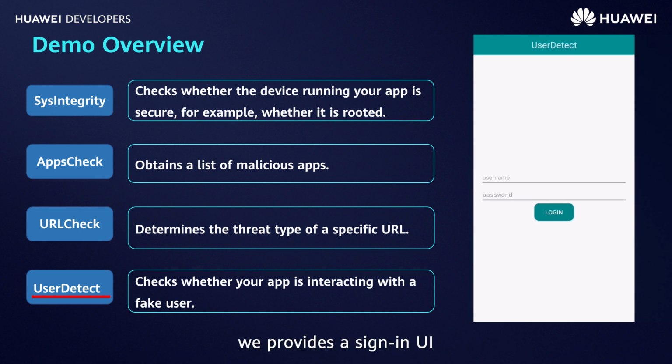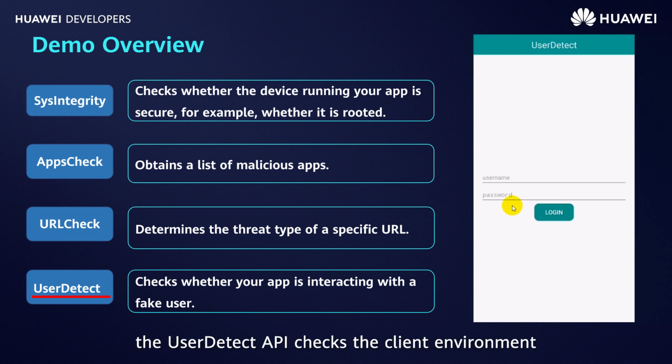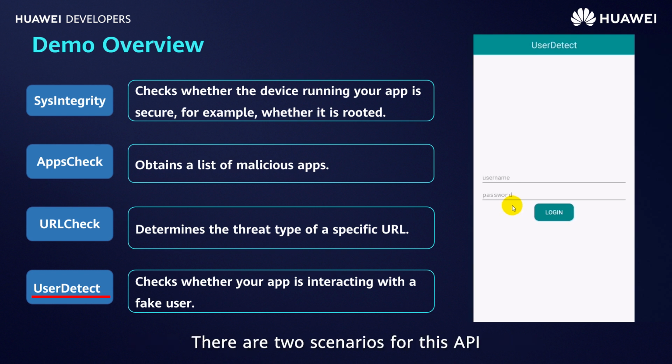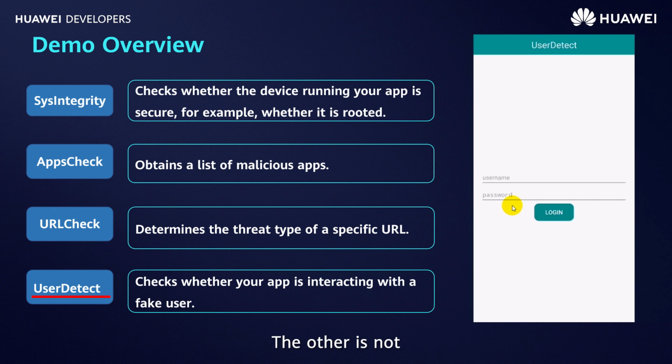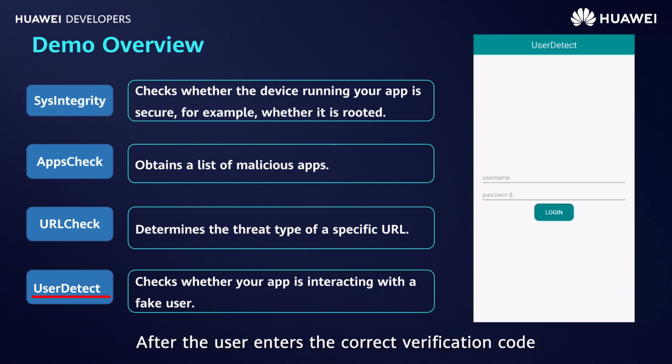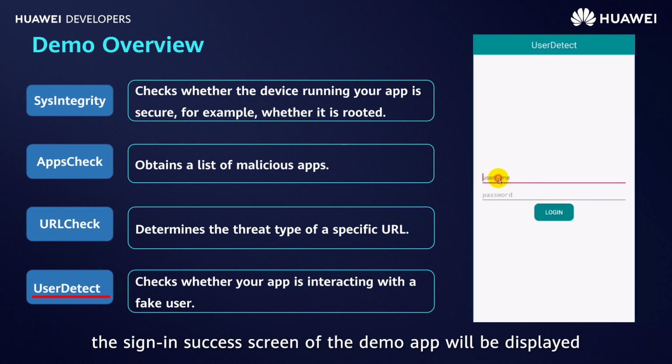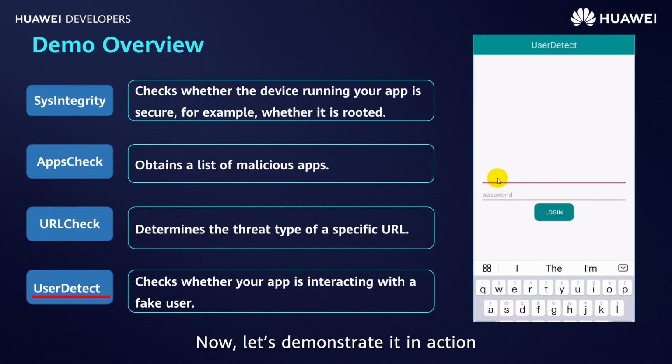In the demo, we provide the sign-in UI. After a user clicks the sign-in button, the UserDetect API checks the client environment. If the API detects that the app is possibly interacting with a fake user, it will prompt the user to enter a verification code. There are 2 scenarios for this API. One is to prompt the user to enter a verification code. The other is not. After the user enters the correct verification code, the sign-in success screen of the demo app will be displayed. Now, let's demonstrate it in action.